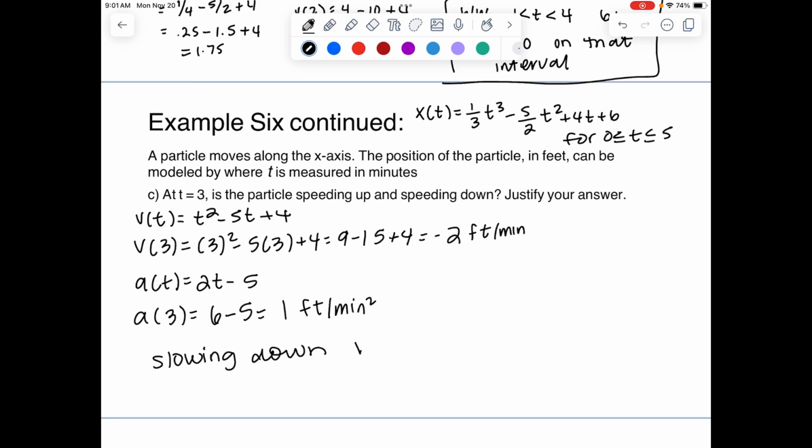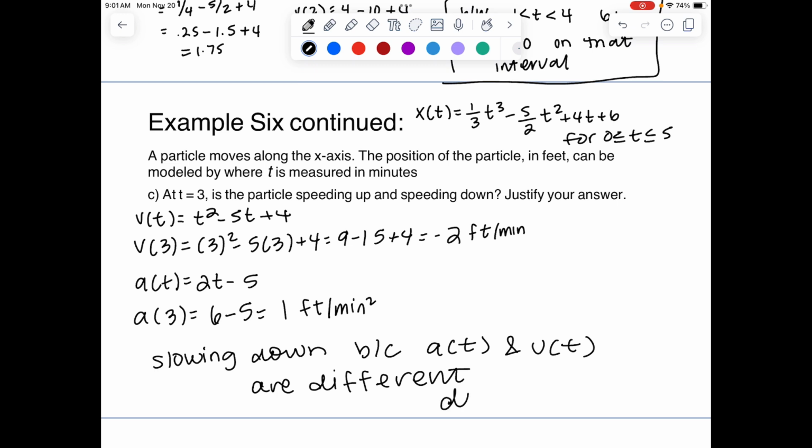because acceleration and velocity are in different directions. Or you could say because acceleration is positive and velocity is negative. But the big idea is they have different signs, so different directions. And so they're slowing down, because they're different signs.